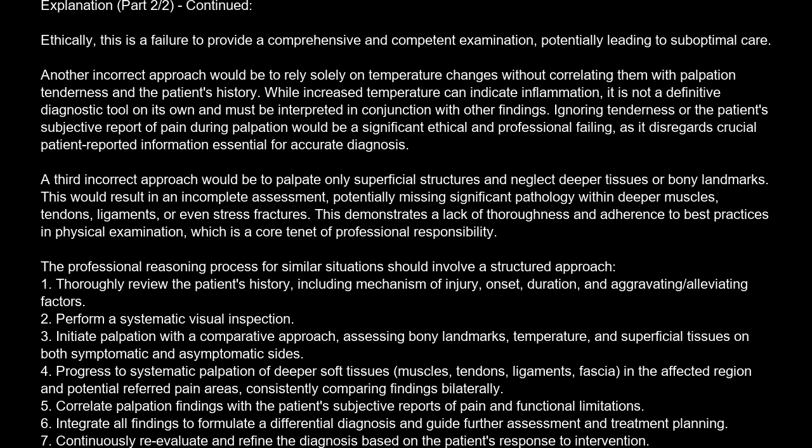1. Thoroughly review the patient's history, including mechanism of injury, onset, duration, and aggravating and alleviating factors. 2. Perform a systematic visual inspection. 3. Initiate palpation with a comparative approach, assessing bony landmarks, temperature, and superficial tissues on both symptomatic and asymptomatic sides. 4. Progress to systematic palpation of deeper soft tissues, muscles, tendons, ligaments, fascia, in the affected region and potential referred pain areas, consistently comparing findings bilaterally.